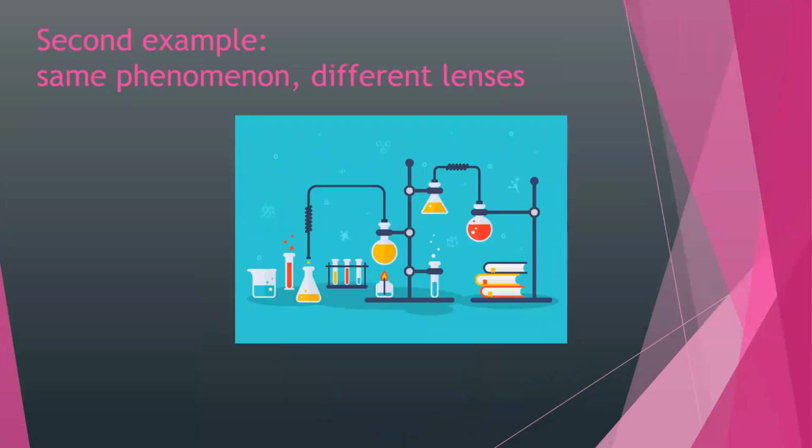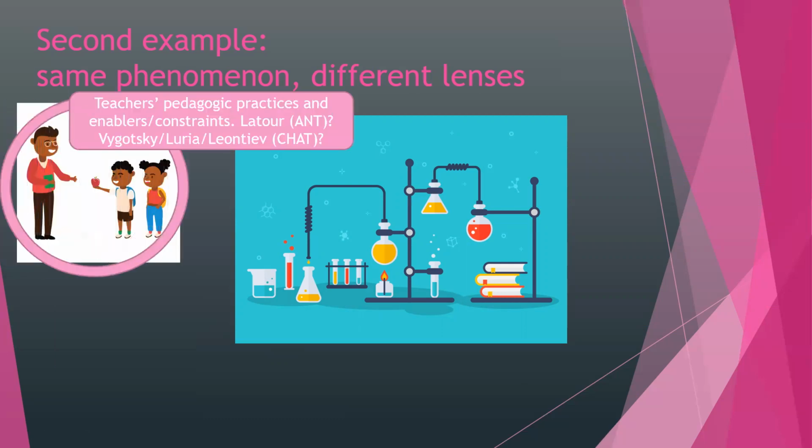Here's another example. And what this does is it indicates how a conceptual framework shapes what you focus on and what you find interesting in a particular situation. We're going to talk about the idea of examining science labs in schools and how their availability and their equipment shapes what people can do and what kind of learning and teaching happens. So if you brought a lens that focused on pedagogic practices and enablers and constraints in relation to, you've just walked into the science lab, you might look at how teachers are interacting with objects. And you might use Latour's actor network theory to look at that.